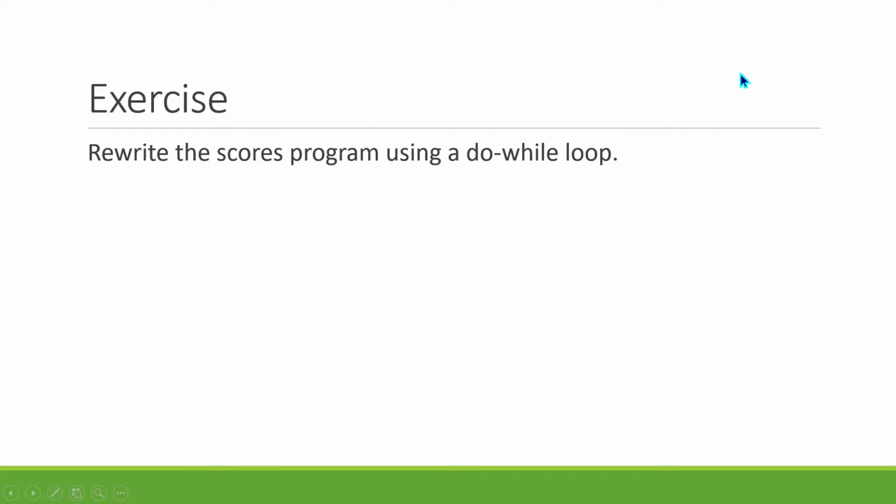So as an exercise, what I want you to do is rewrite the scores exercise we did earlier using a do while loop instead of a while loop. Pause the video and give this a try, and then when you're done, resume the video and I'll show you the answer. It won't take you that long, actually. It's really quick.